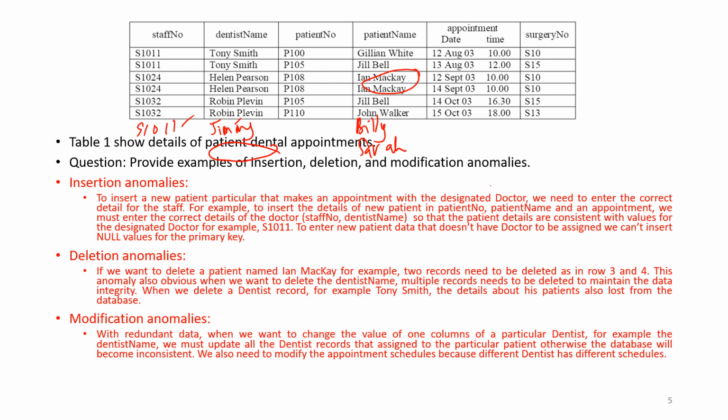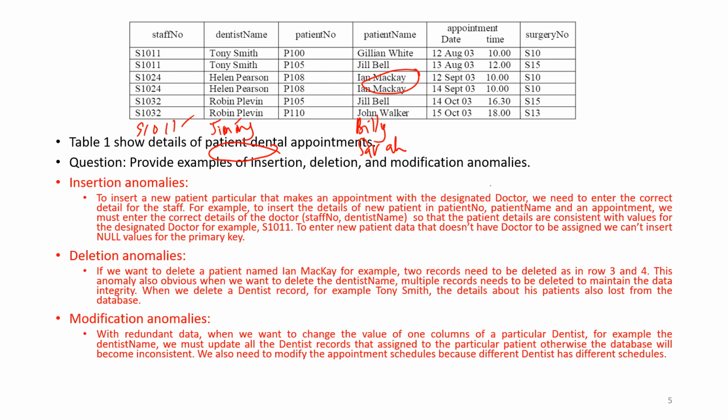And then there exist 2 records. So actually we want to just remove the first record, but we cannot. We must delete all the records relating to Ian McKay. So this makes the deletion anomalies. This is happening when the table data is not very good.